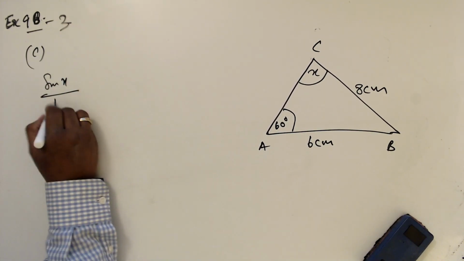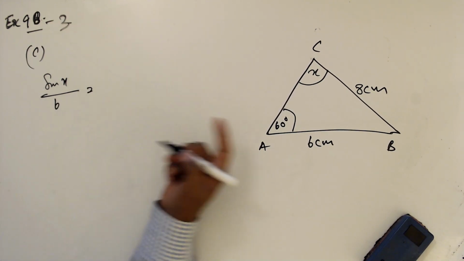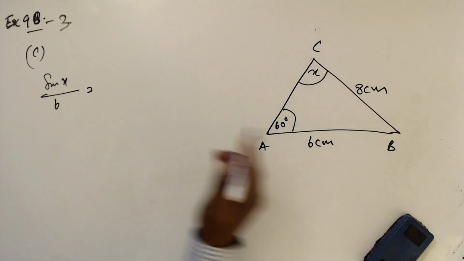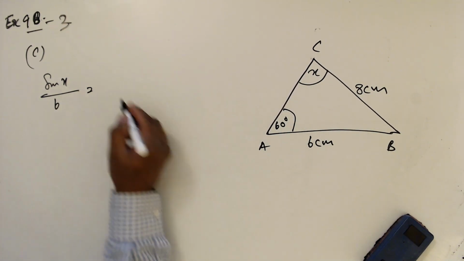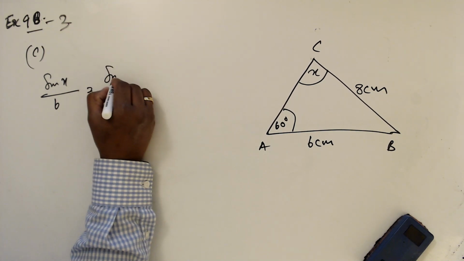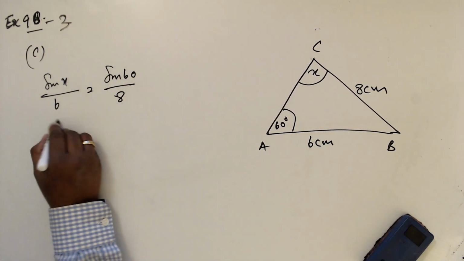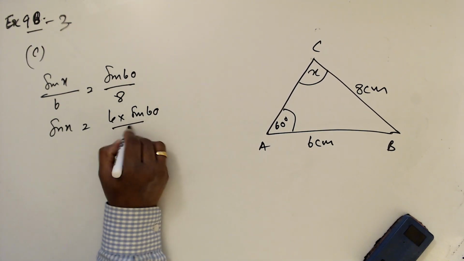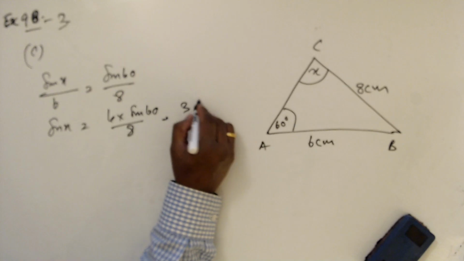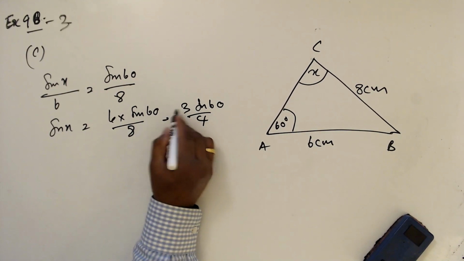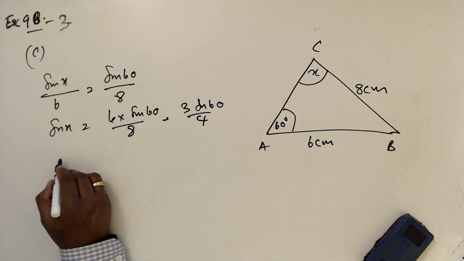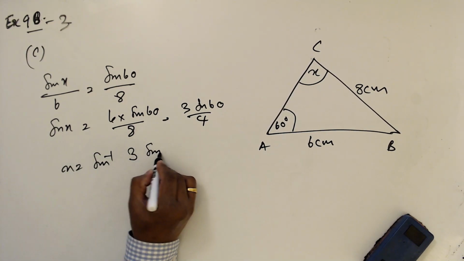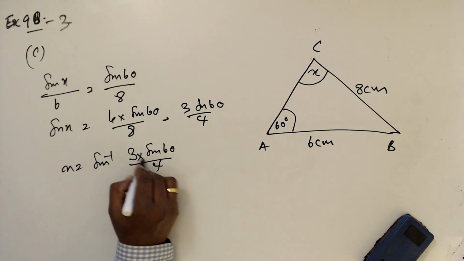Part C is straightforward. So we have this one and this one. Sine x over 6 equals sine 60 over 8. So sine x equals 6 times sine 60 over 8, which is 3 sine 60 over 4 because I cancel out. So x equals sine inverse of 3 sine 60 over 4.